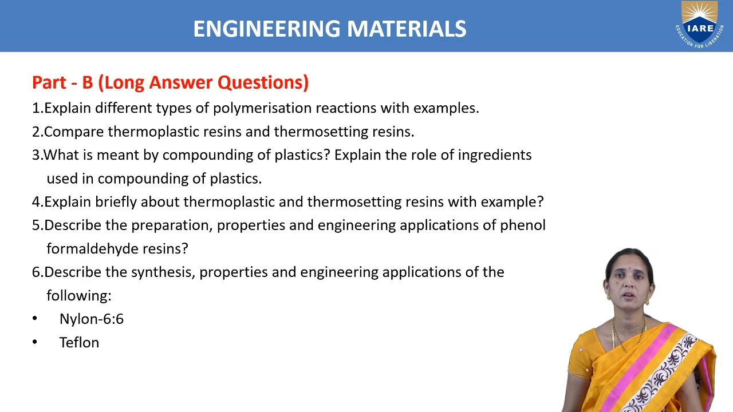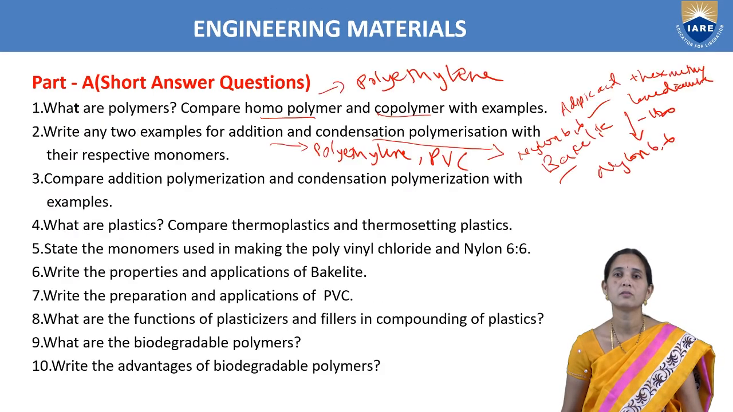So, the difference between addition polymerization and condensation polymerization: in addition polymerization, no byproducts are obtained. In condensation polymerization, byproducts are obtained, like small molecules such as H2O, HCl. So like 2-3 differences we have to write.